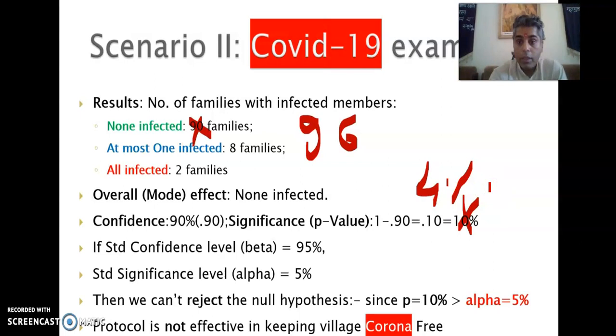And this would also mean that since 4% is less than the alpha value, which is 5%, therefore the protocol would be actually effective in keeping the village corona free. And this is different from the earlier decision that we took about the protocol. So we in fact were wrong at that time. So this was an error.